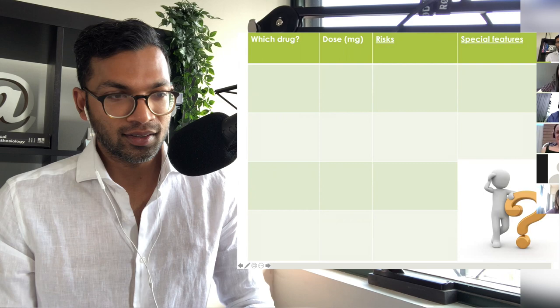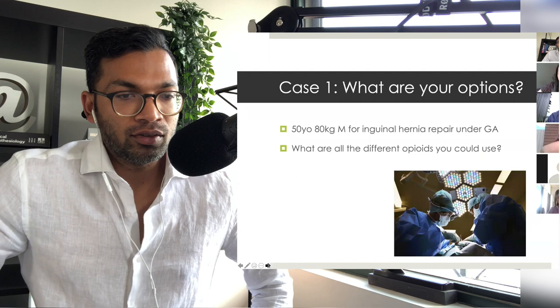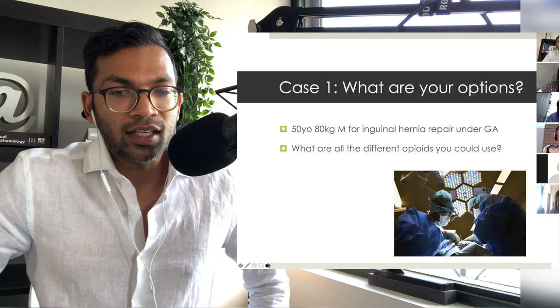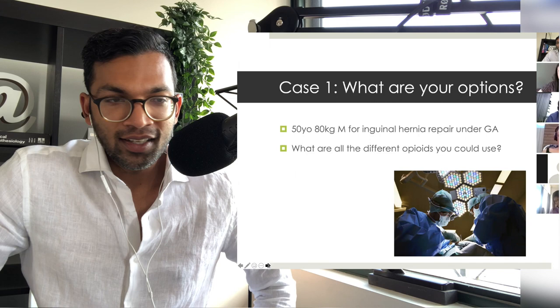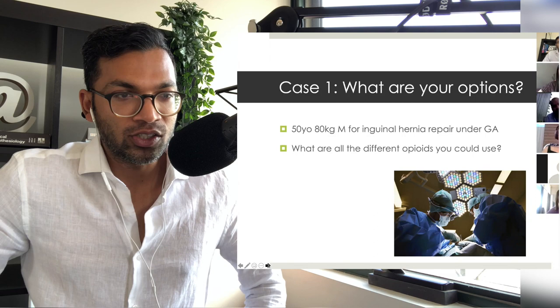Okay, here we go. Case one, I want you to think about this. What are your options? You have a 50-year-old, 80-kilogram male for an inguinal hernia repair under a general anesthetic. Now, I want you to think about all the different opioids you could use. Just think about the next 10 seconds, all the names you could use, because once you know all the different variables you have, I'll give you the only ones you need to know.